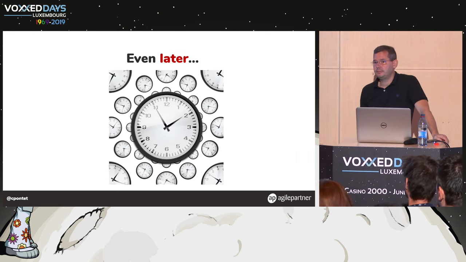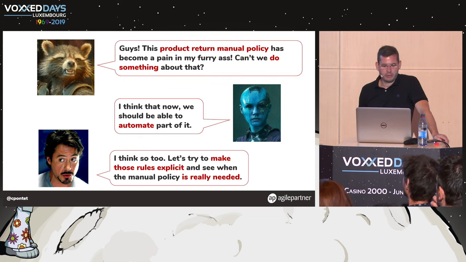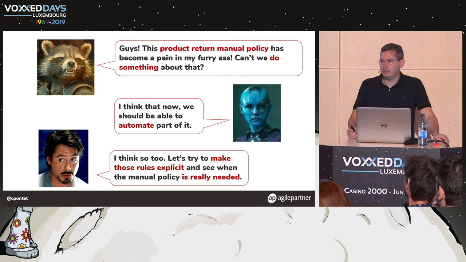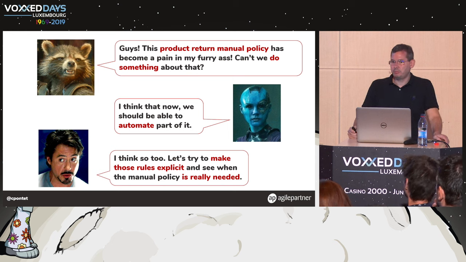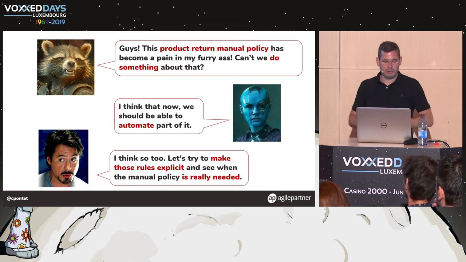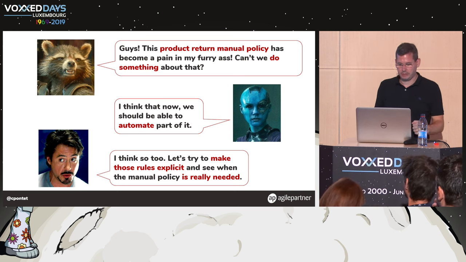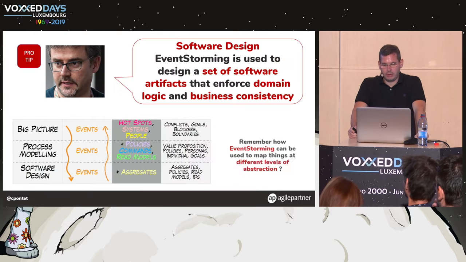So even later, again, Rocket Raccoon comes to you and says this manual policy is really a pain in his ass, because it's manual. And of course, it's a lot of work. So at that point, you probably want to try to automate that. And there are some rules that you should make explicit. What can you automate? What can you not automate? Because your system is a bit clearer for now, thanks to the big picture and the process modeling, you are a bit deeper now, and you can really represent things as software artifacts. That's where software design EventStorming comes into place.